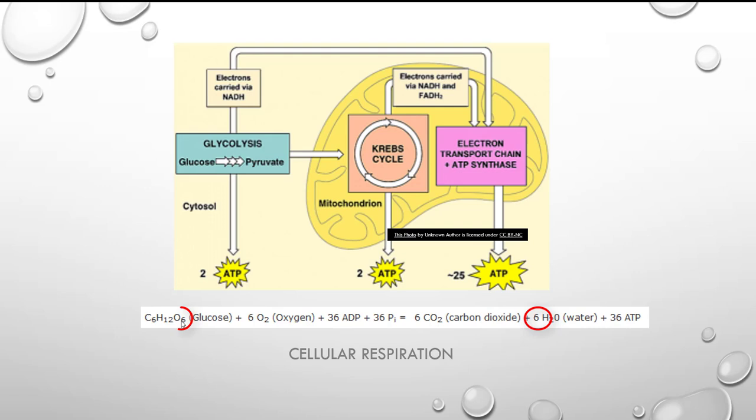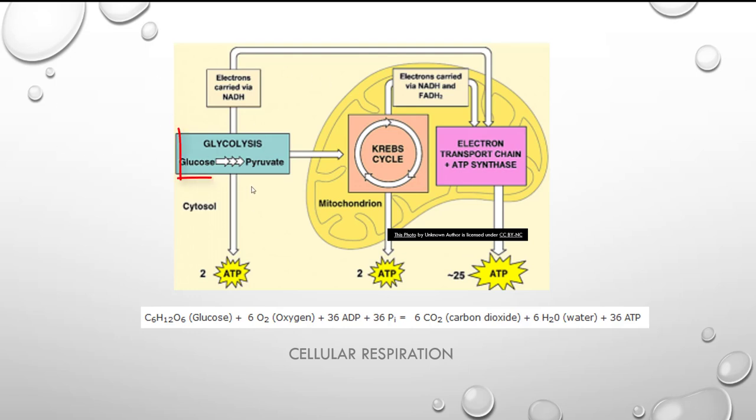We have 6 oxygens on the left side, plus 12 here. We should have 6 oxygens on the right side plus 12 here. Okay, so everything should balance out in the long run, in this equation. So when we're going through this process, we're only going to focus in this video on this part, glycolysis.